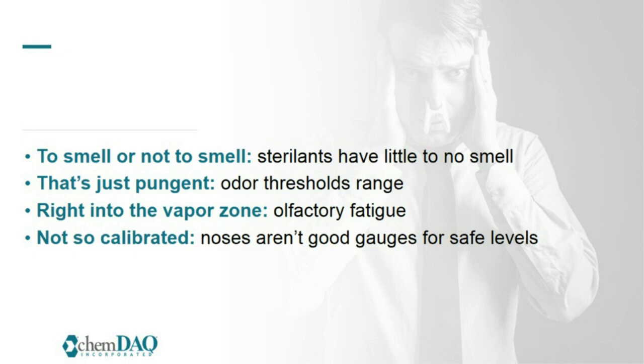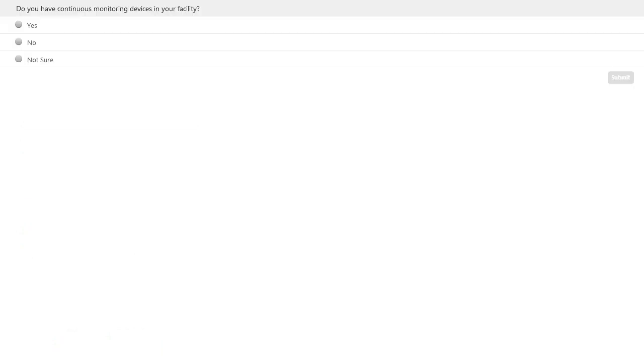The only way that we can accurately determine the safe level of liquid and chemical sterilants is through the use of continuous monitoring devices. And I want to take a short break here and ask you a question. I would like to know, how many of you listening in today have continuous monitoring devices in your facility? Likewise, how many of you do not have continuous monitoring devices in your departments for liquid and chemical sterilants? Why don't you take some time and go down to the question and answer bar and just type in there, yes, we have it in our facility, or no, we do not.